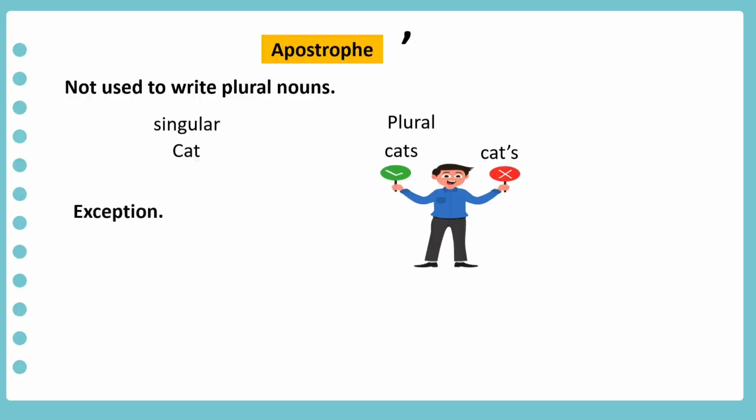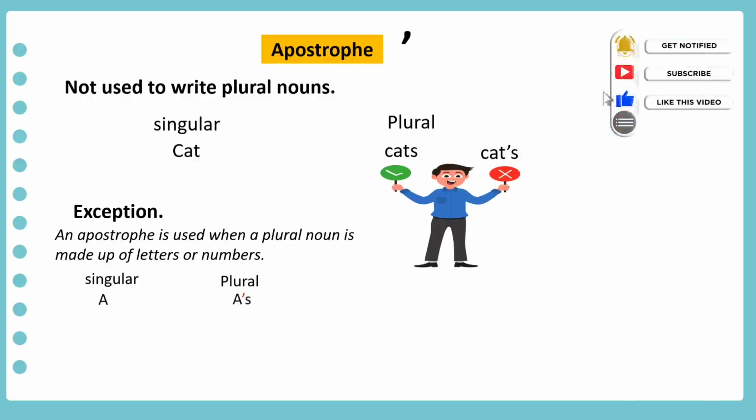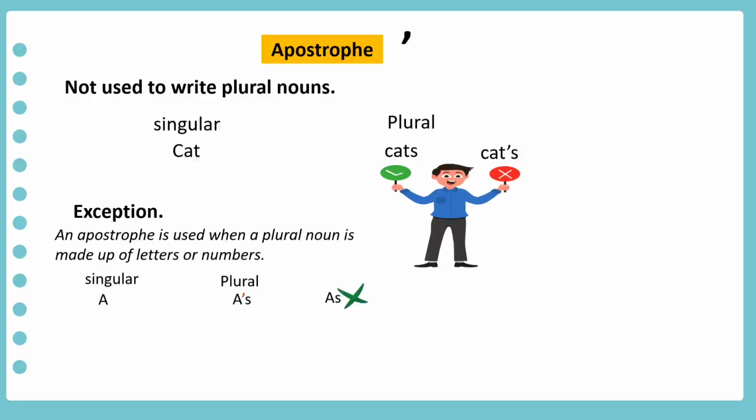The only exception that we have to this rule is when a plural noun is made up of letters or numbers. In these cases, we use an apostrophe to prevent confusion. For example, the plural of letter A is A apostrophe S. This is because the letter A could be misread as the word as if there were no apostrophe. Here are some more examples of plural nouns made up of letters or numbers that use apostrophe.